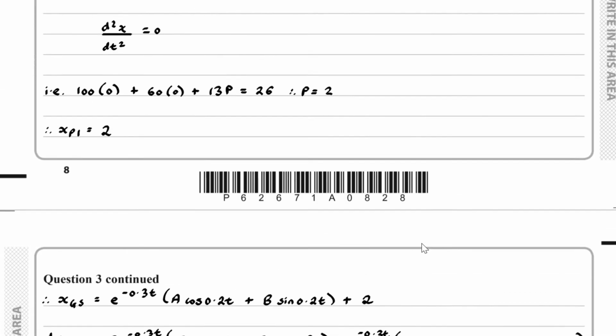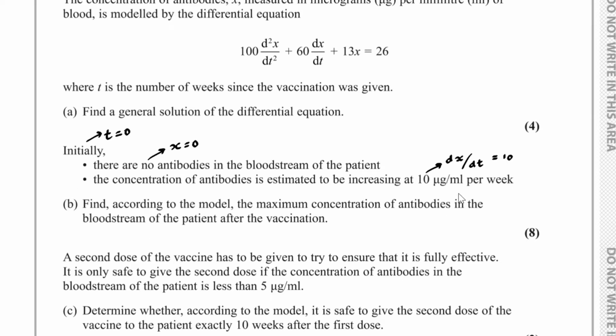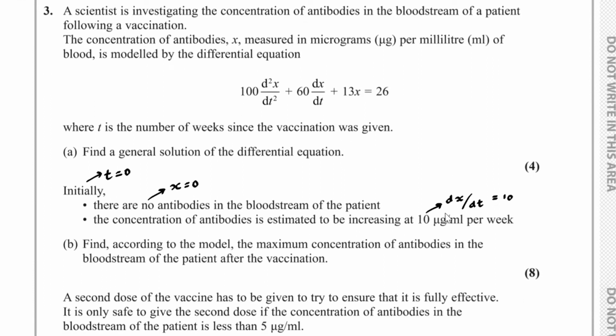Now if we go back to the question, we have to find the maximum concentration of the antibodies. So what we need to do over here is recognize we first of all need to set dx over dt equal to 0 because we're considering the maximum concentration. So let's just write this down. We have over here dx over dt equals 0.